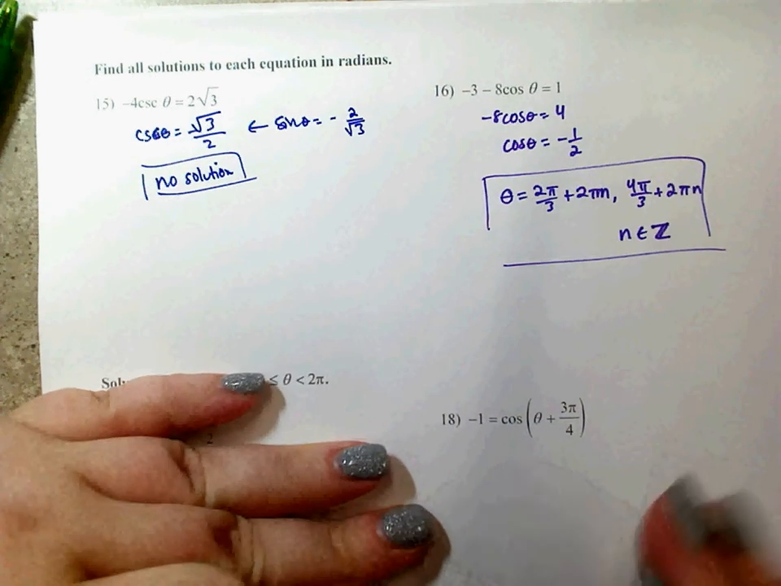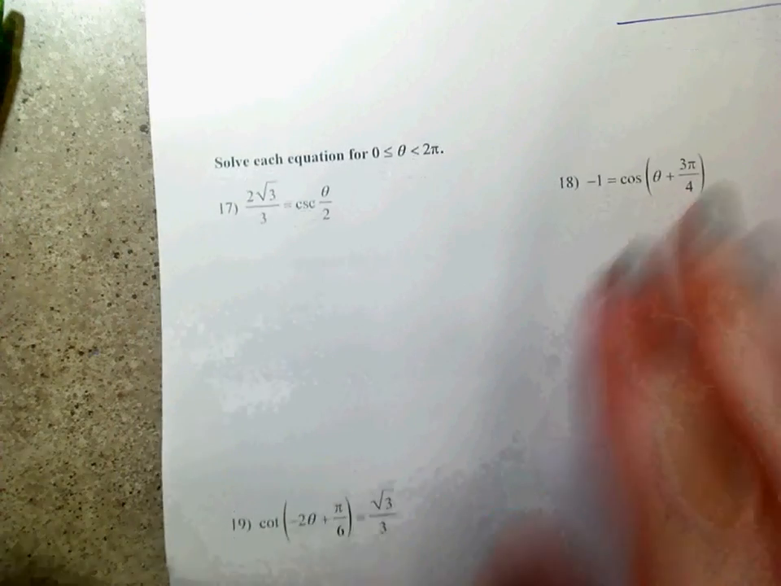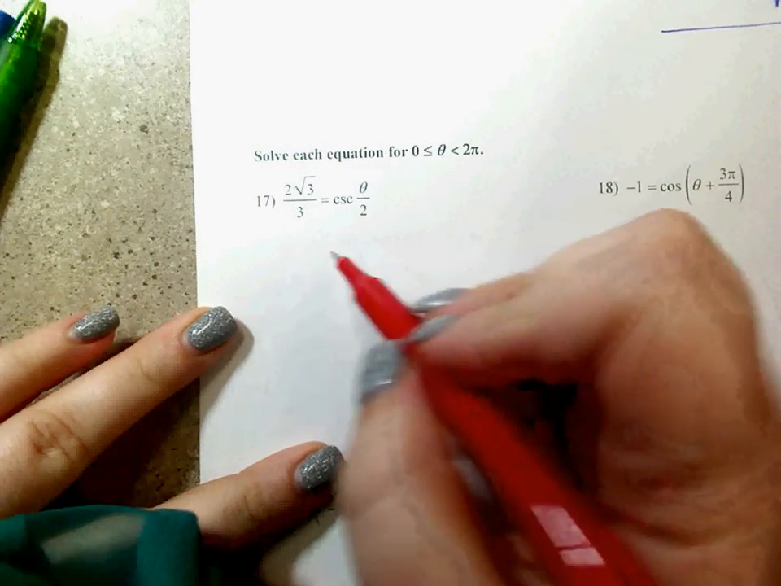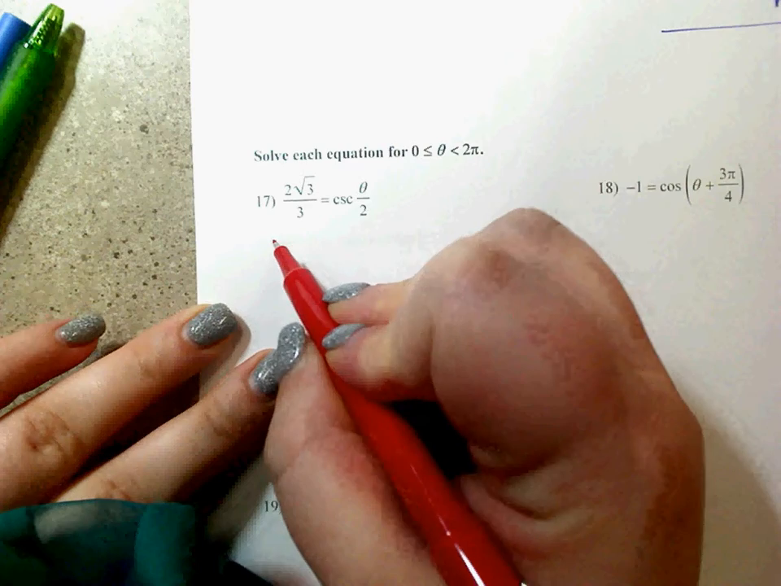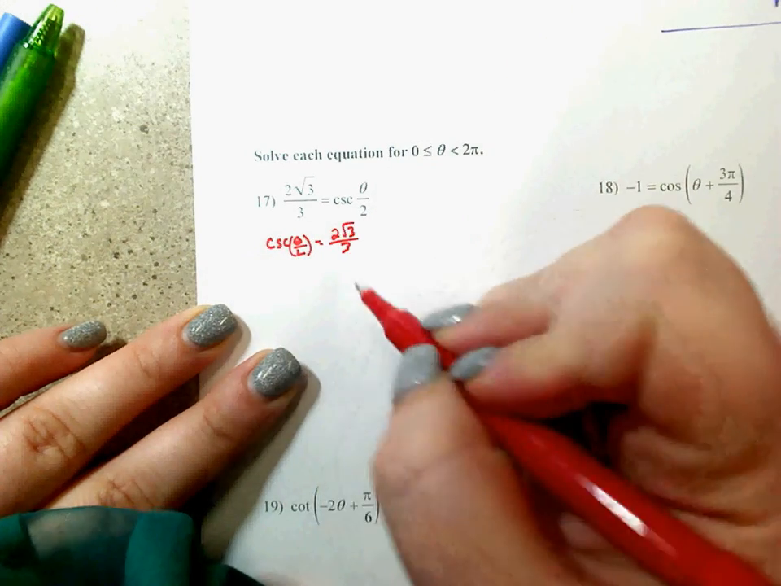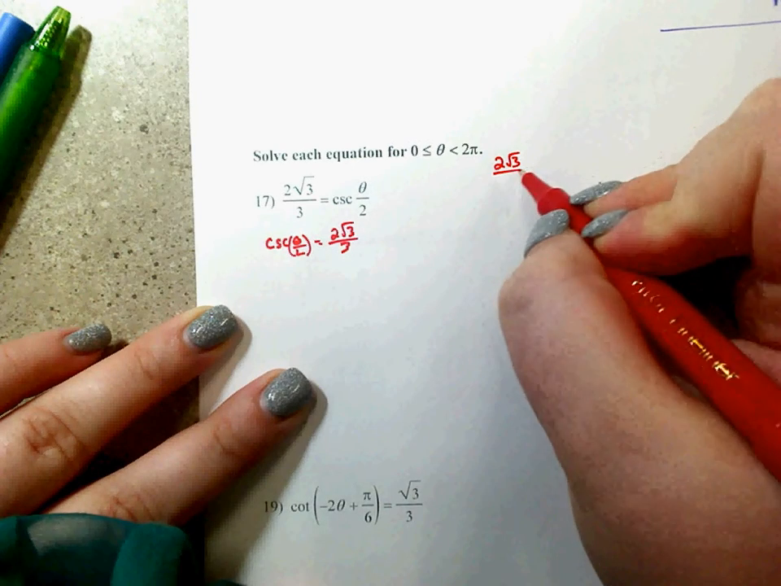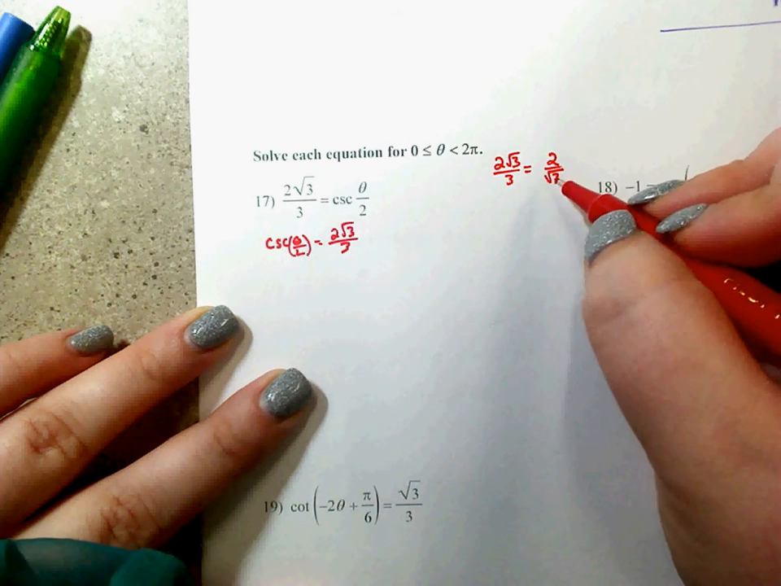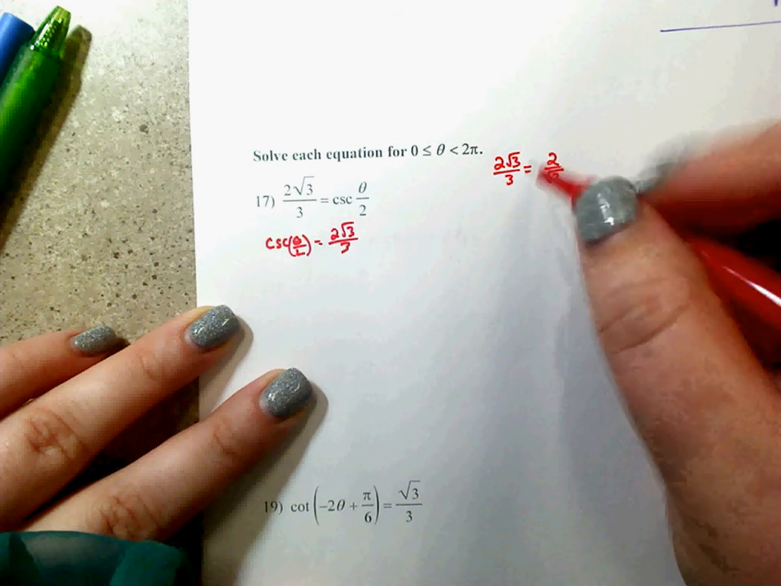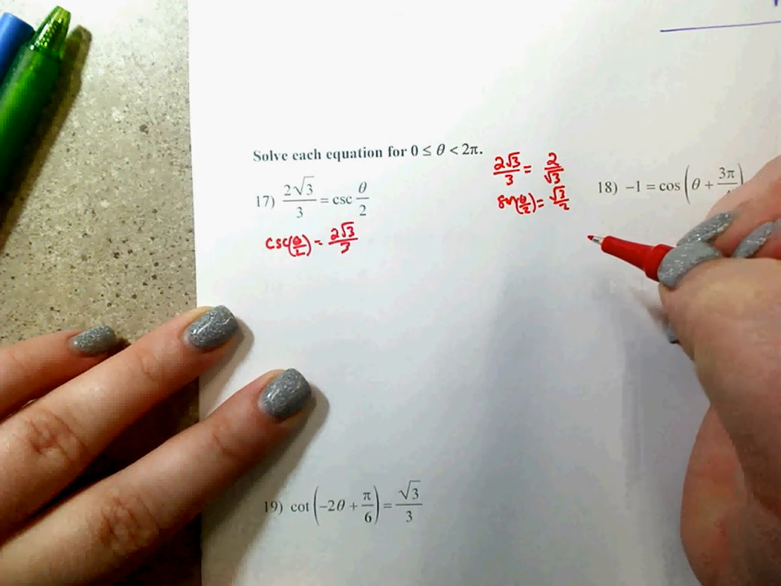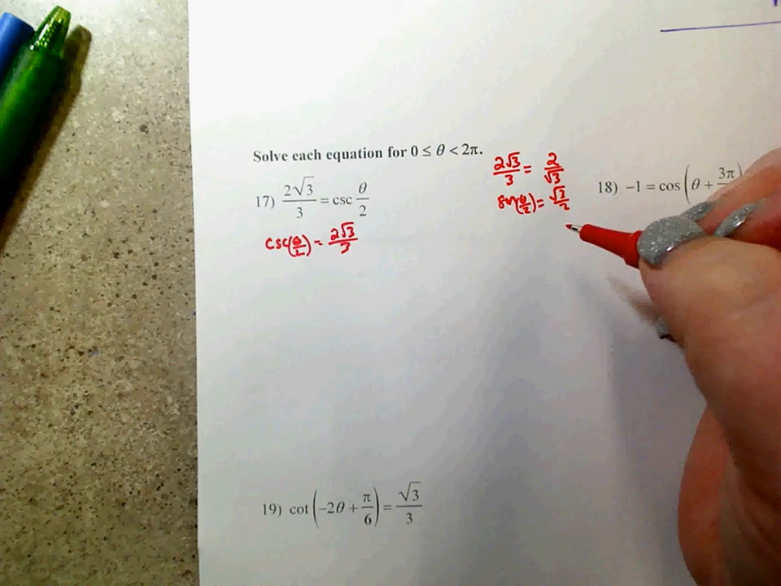Okay, solve each equation for theta between 0 and 2 pi. So, cosecant of theta divided by 2 equals 2 square root of 3 over 3. Well, okay, 2 square root of 3 over 3 is equivalent to 2 divided by the square root of 3. That's just the rationalized form of this. So when I'm talking about cosecant equaling this, I'm really talking about sine equaling square root of 3 over 2. So when I look at this, it's like, when does sine equal the square root of 3 over 2? Sine's a y value at pi over 3.